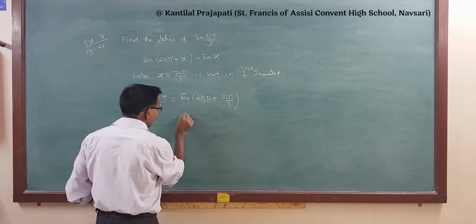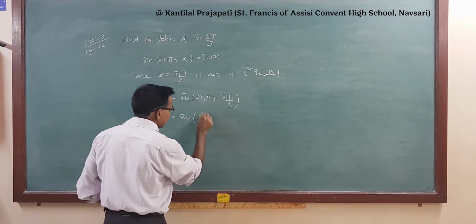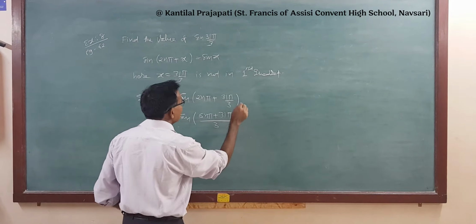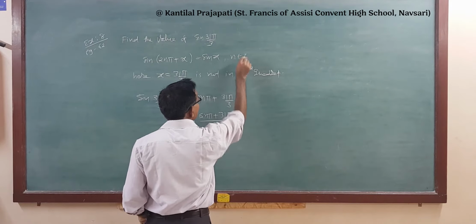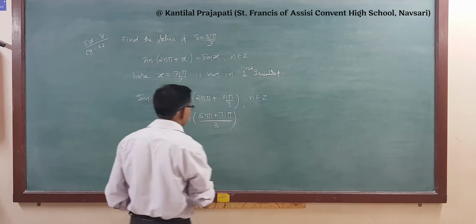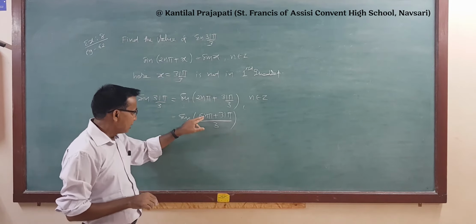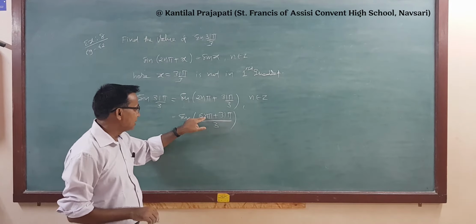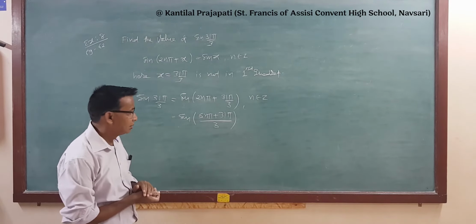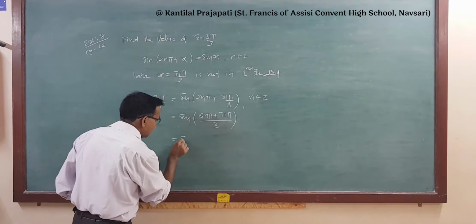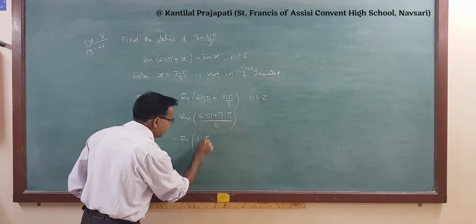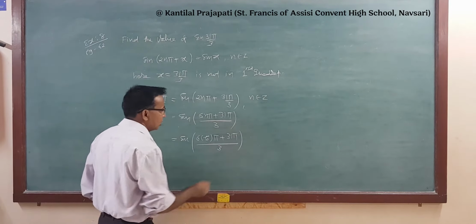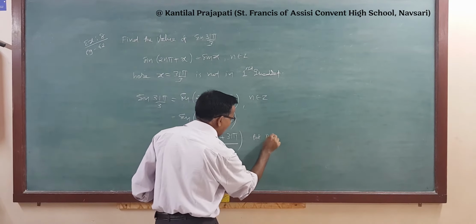Take LCM here. So sin of 6n pi by 3 plus 31 pi by 3, and n belongs to Z. So put n equal to any integer such that the product is near to 31. So put n equal to minus 5. We get sin of 6 into minus 5 pi plus 31 pi by 3.